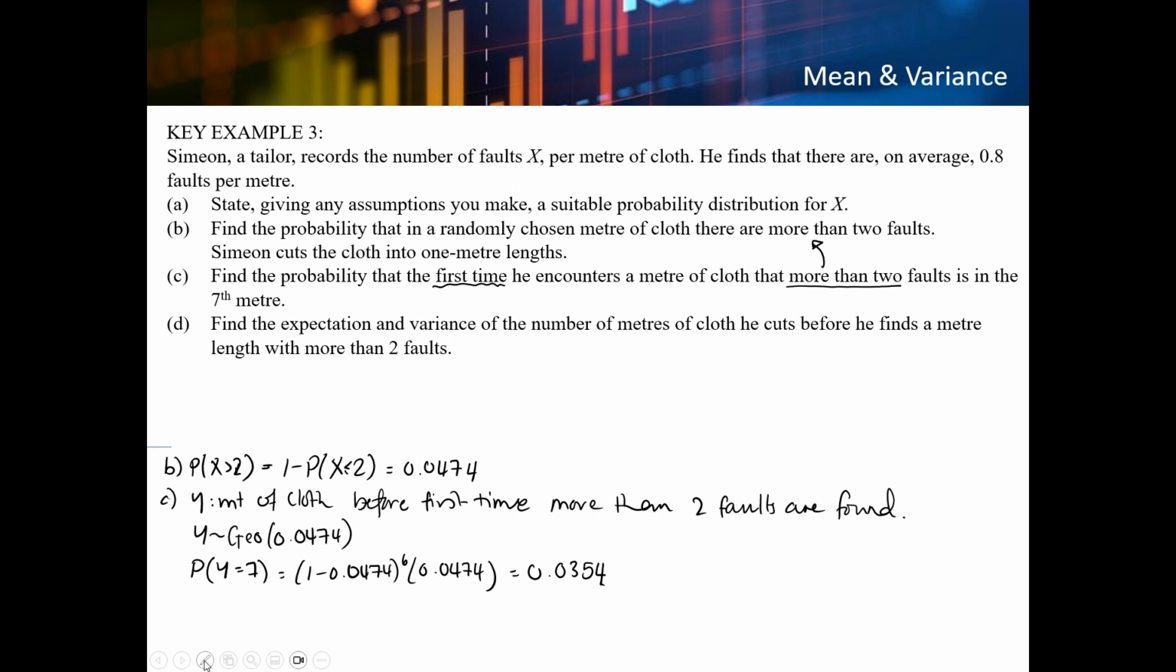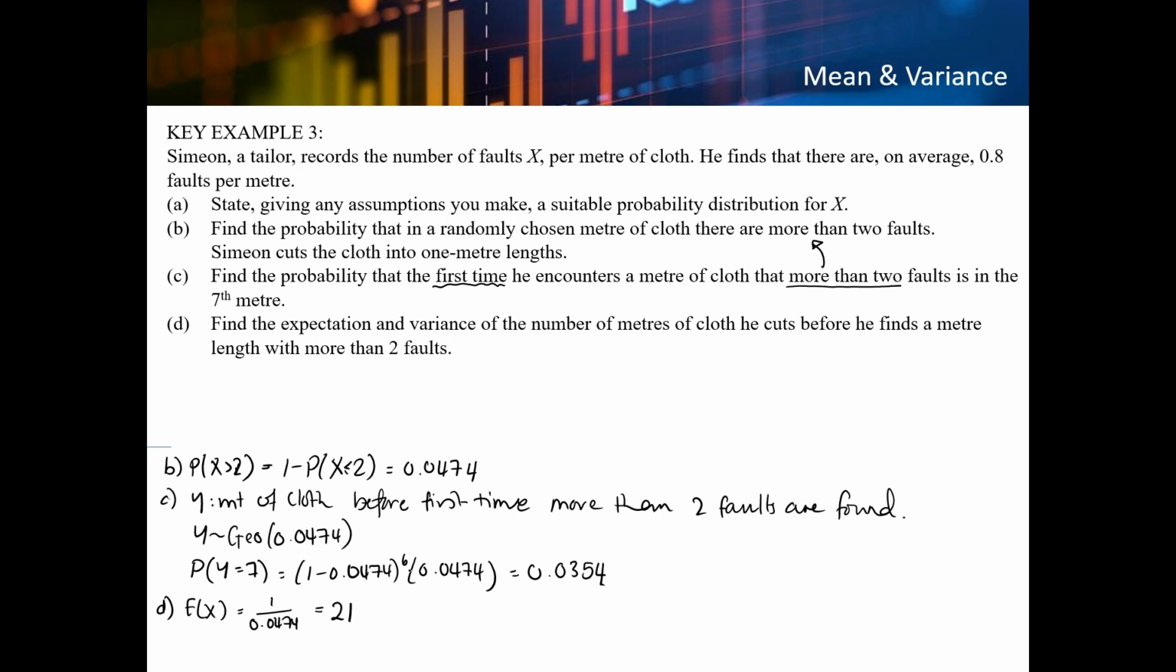Part D says, find the expectation or the expected value and variance of the number of metres of cloth he cuts before he finds a metre with this fault, this particular fault, so no more than 2 faults, sorry. So our expected value then is 1 over our probability, which sorts itself out to being 21 metres before he finds that, or it's the expected number of metres he'd have to cut before he finds that condition.